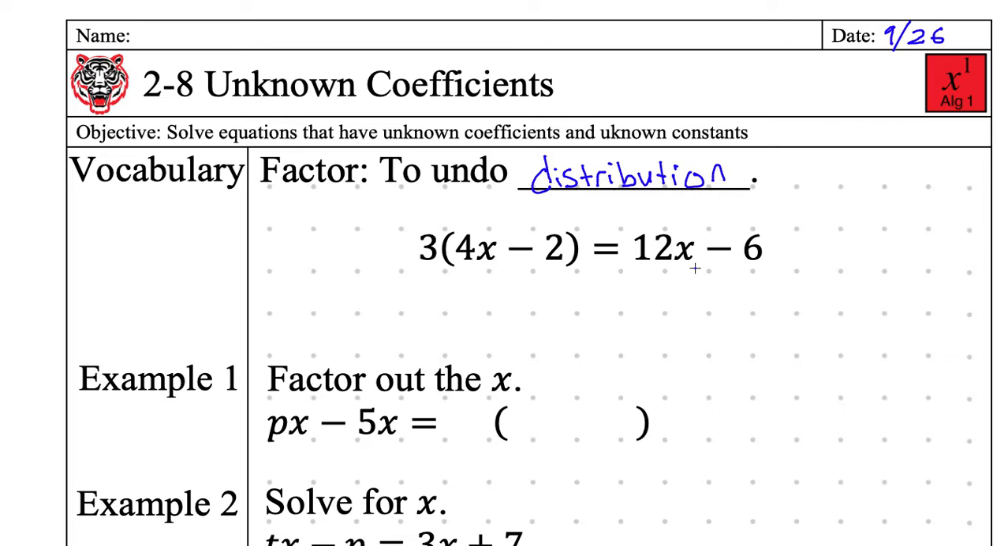Give me a fist of 5. How well do you know how to distribute? Fist of 5. Everyone's at a 5, basically. All right, Jade is at a 5 as well? Okay, it looked like you were about to sneeze.